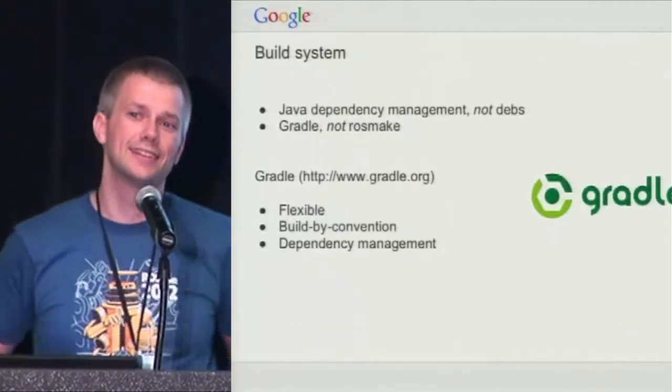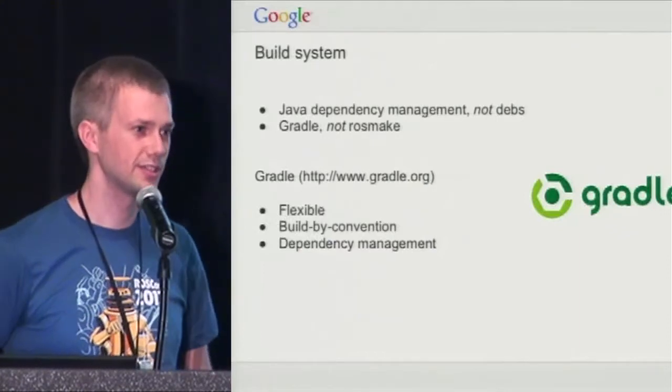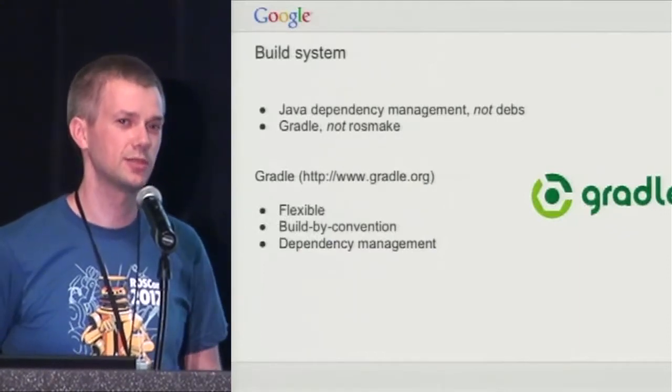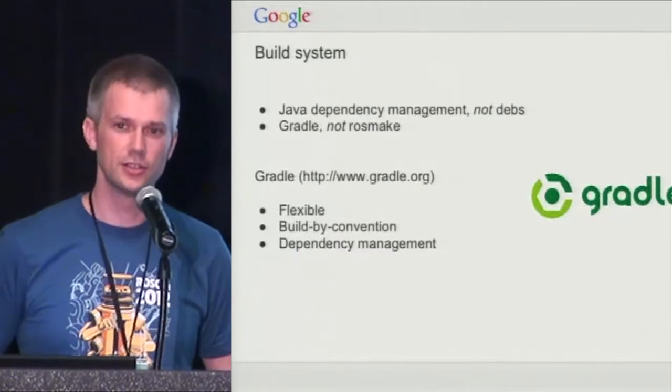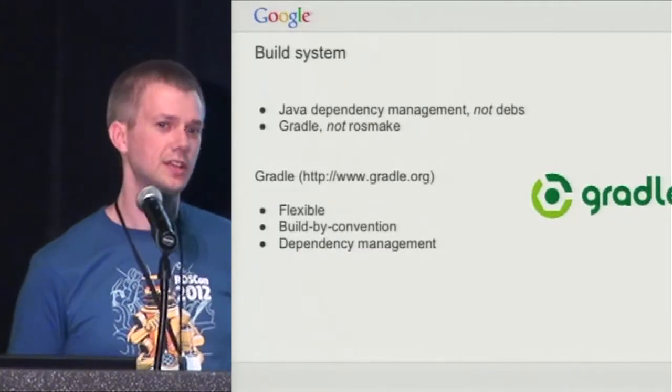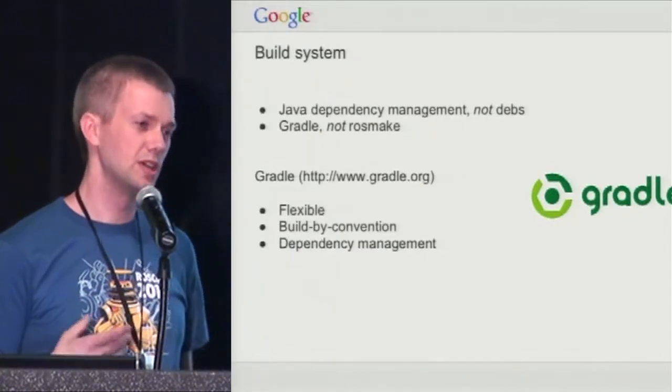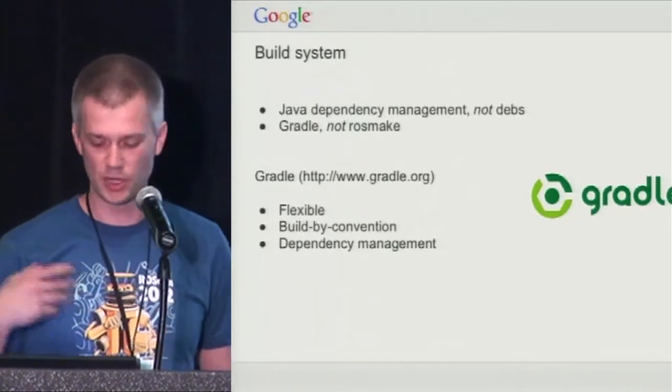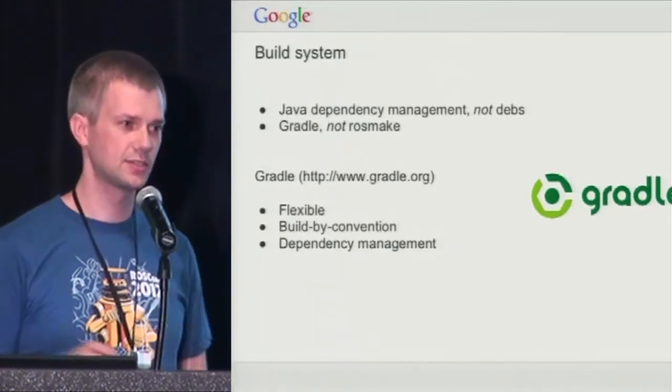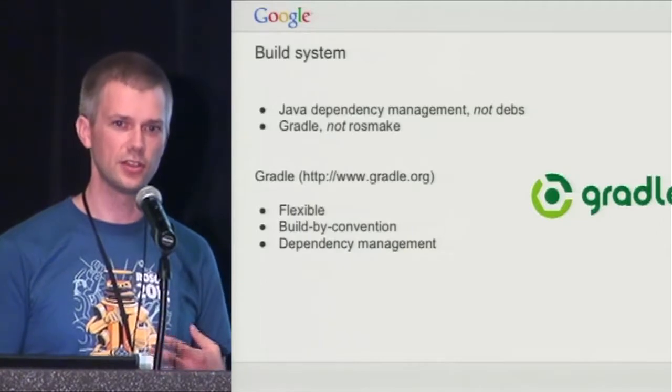Another big thing, and this is actually a pretty recent development, is that the build system for rosjava is based on something called Gradle. Gradle is a really flexible, build-by-convention, Groovy-based build system. It's pretty popular right now. It's completely compatible with Ant and Maven and other Java build systems.